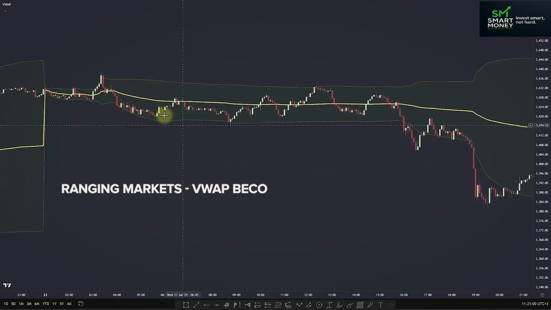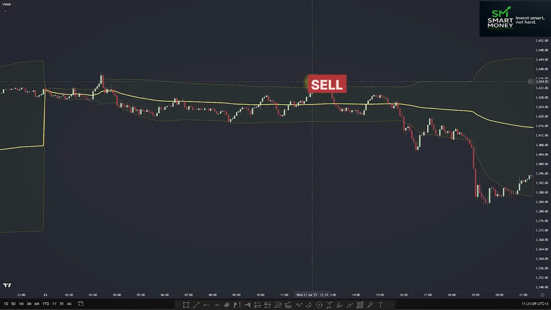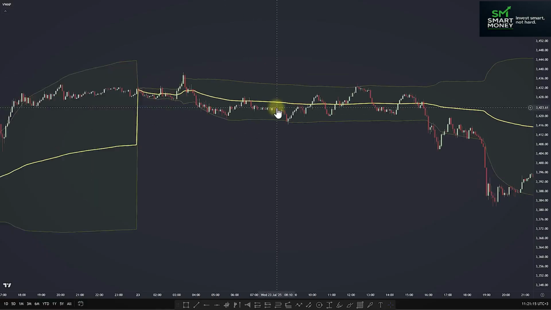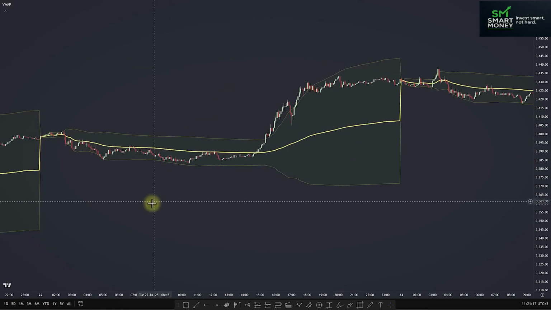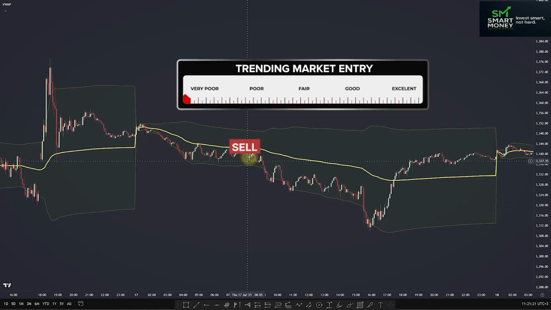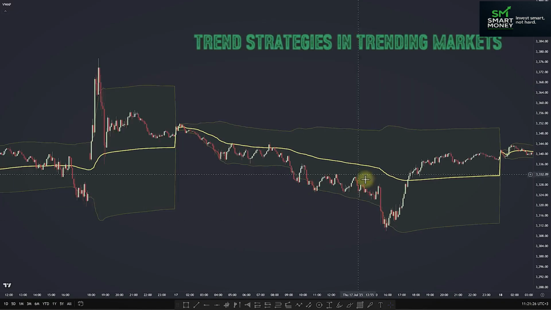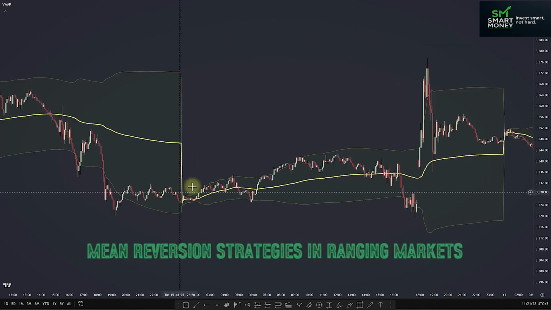But in ranging markets, VWAP becomes the center of gravity. Price oscillates around it like a pendulum. Above VWAP, look for shorts back to VWAP. Below VWAP, look for longs back to VWAP. Instead of fighting the market condition, smart money adapts their VWAP strategy to match what the market is actually doing. Trend strategies in trending markets, mean reversion strategies in ranging markets.